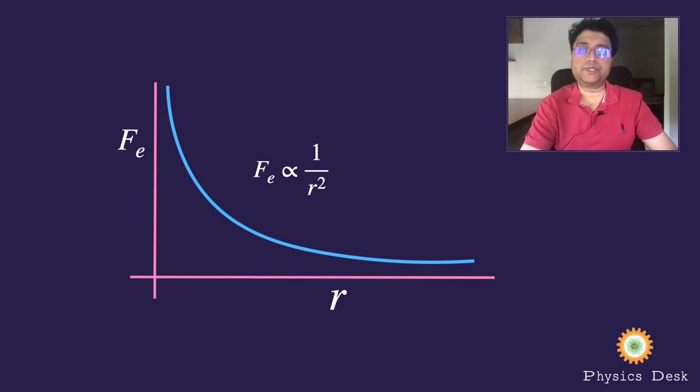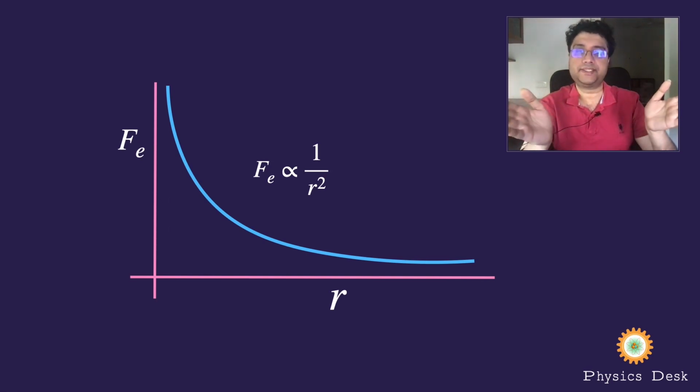We have also seen that Coulomb's law is an inverse square law. That means the electrostatic force between two point charges is inversely proportional to the square of the distance between them. That is, F is proportional to 1 by r square. So if the distance between the charges is doubled, the force drops by 4 times, and if it's tripled, it drops by 9 times. So the inverse square law states that if the distance between the point charges increases, force drops at a rate of 1 by r square.